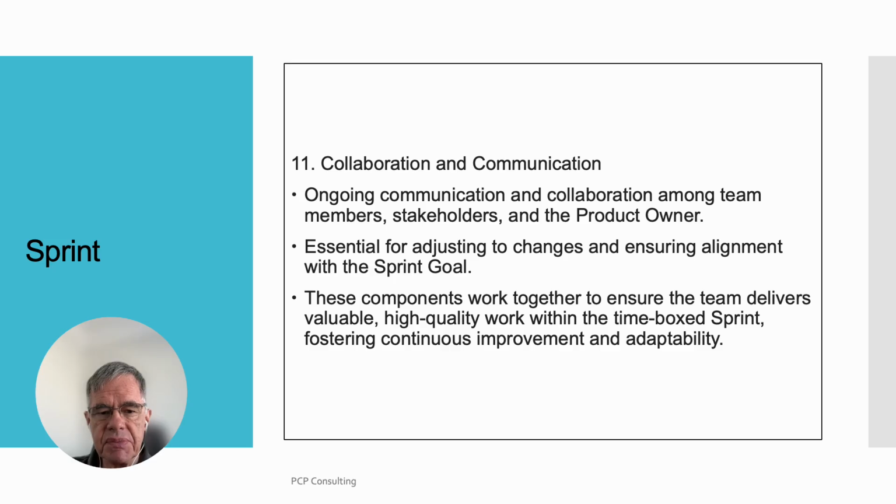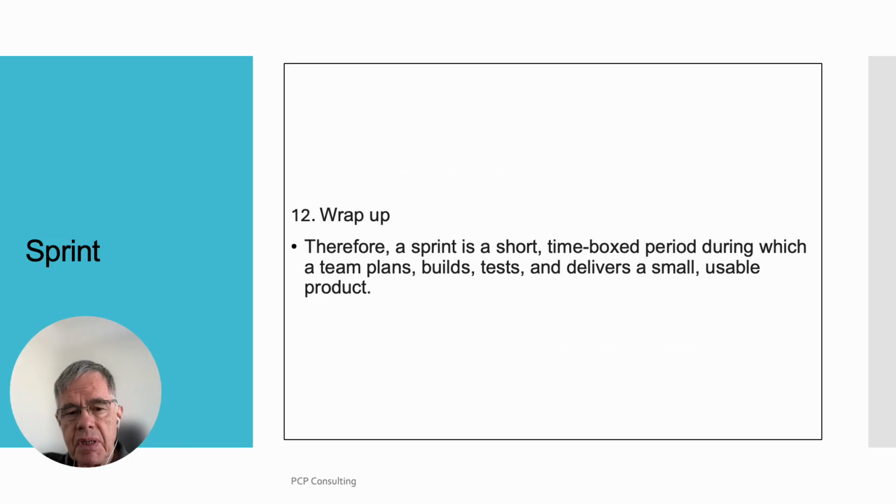Collaboration and communication. Ongoing communication and collaboration among team members, stakeholders, and the product owner. Essential for adjusting to changes and ensuring alignment with the sprint goal. These components work together to ensure the team delivers valuable, high-quality work within the time-boxed sprint, fostering continuous improvement and adaptability. Wrap-up. Therefore, a sprint is a short time-boxed period during which a team plans, builds, tests, and delivers a small, usable product.